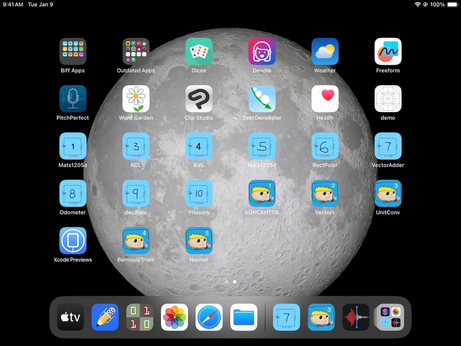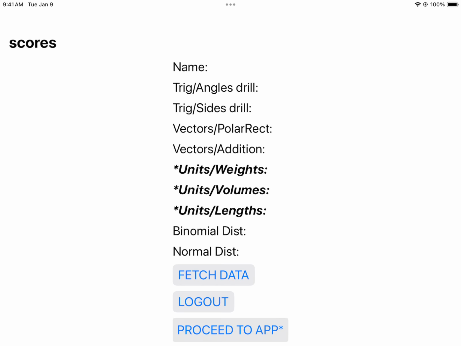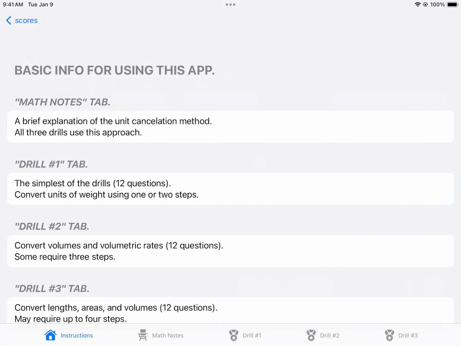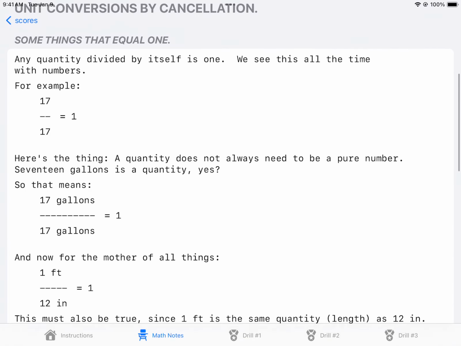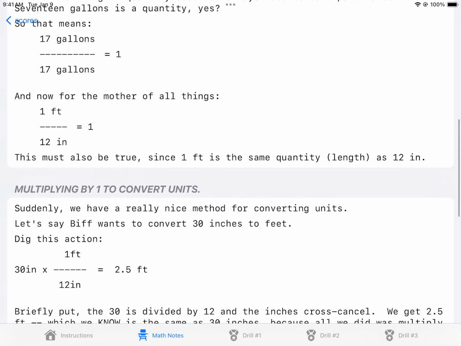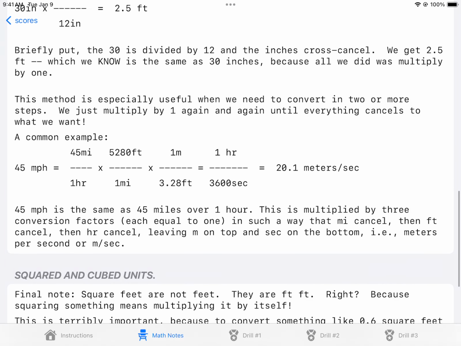Alrighty, let's take a look at app number 3, unit conversions, which is this one here. Okay, proceed to app. I'm already logged in. These are the instructions, and I'm about to show you, so I don't think we need to go over those. Here are some math notes you can look at, and I'm going to bring up this long equation that starts with 45 miles an hour equals 45 miles over 1 hour.